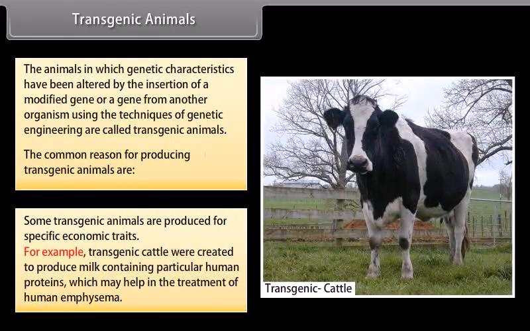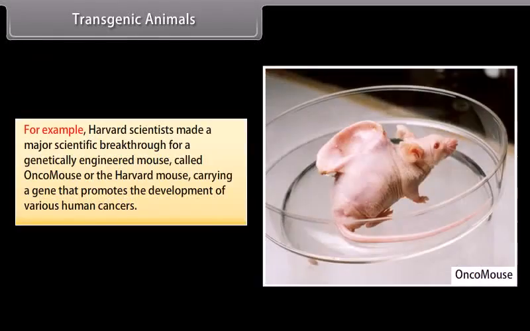For example, transgenic cattle were created to produce milk containing particular human proteins which may help in the treatment of human emphysema. For example, Harvard scientists made a major scientific breakthrough with a genetically engineered mouse called OncoMouse or the Harvard mouse, carrying a gene that promotes the development of various human cancers.